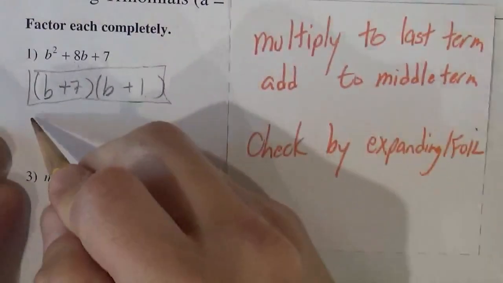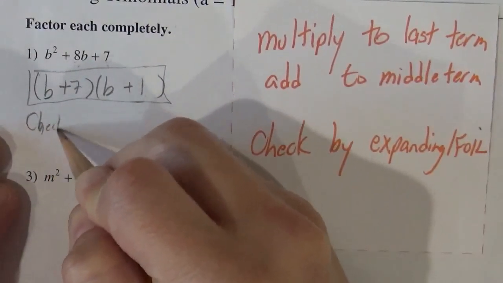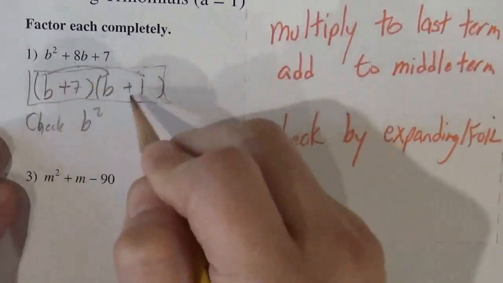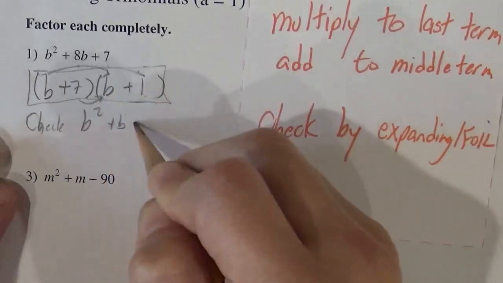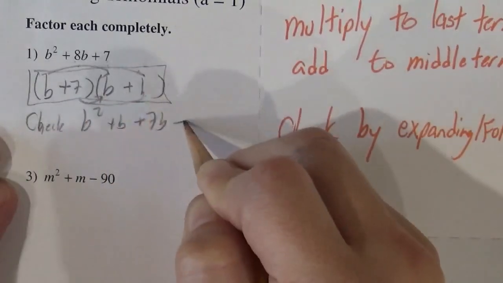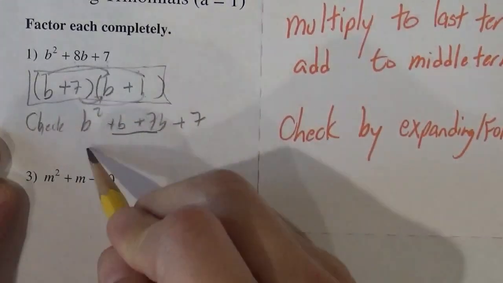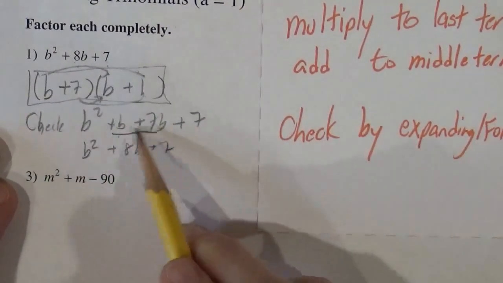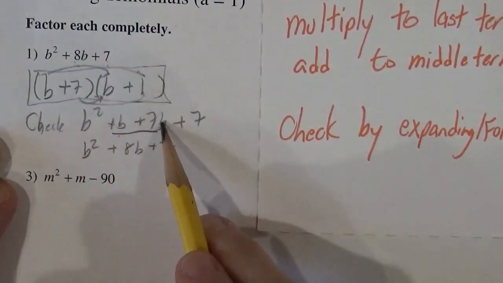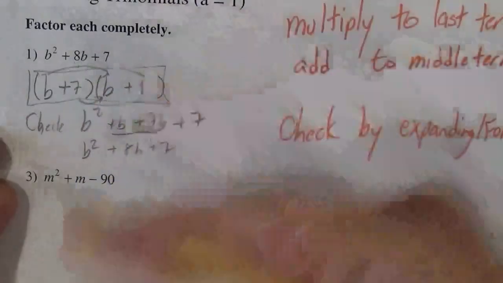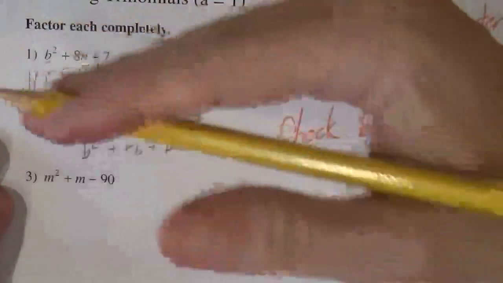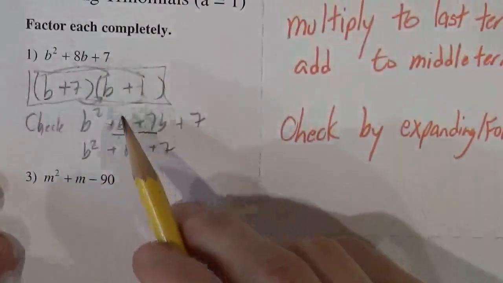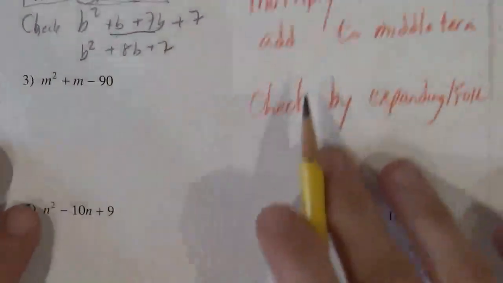So if you were to check it by foiling this out, you would get b squared plus the b plus the 7b plus the 7, and so that's b squared plus 8b plus 7. So that's why it was so important that they add to that 8b, because of those middle terms. So everything we learn to do forward, we learn to do backwards, and the first way is usually easier for us. But this way is not so bad.